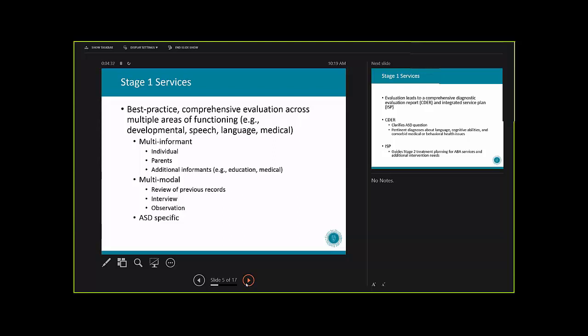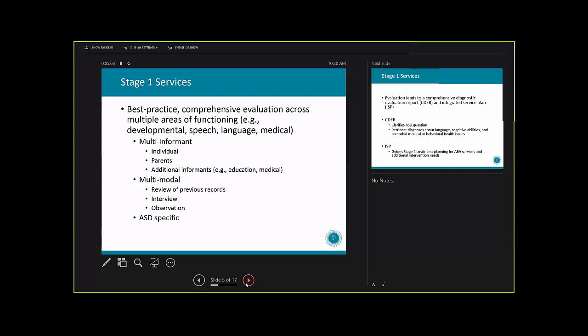For the informant piece, we really want to observe the individual, of course, and do testing with the individual. We want to get information from parents and really understand what that child is like in other contexts and at home, not just currently, but also what they have seen developmentally over the course of that child's life. And then we want to gather information from additional informants as well, like I said, educational providers, intervention providers, and medical providers.